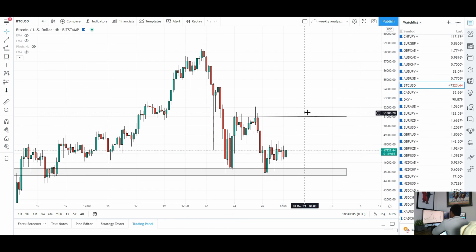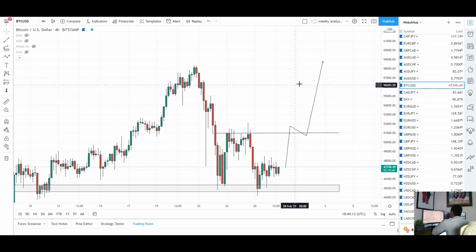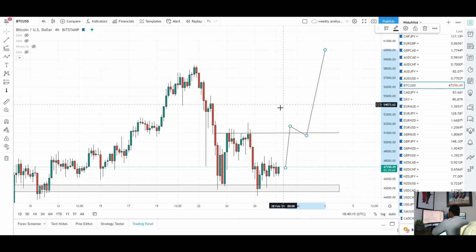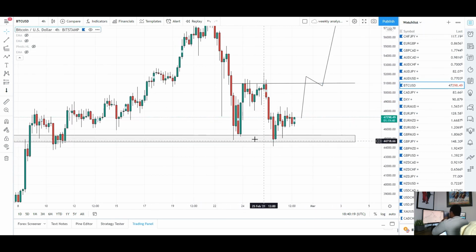So if we get above this level here, which is around 51,000, I think we'll probably see really nice upside potential for Bitcoin and see price come all the way back to the highs again. At that point, actually could see now a test of 60,000. So biases to the upside for Bitcoin for next week, again, as long as we hold that level.